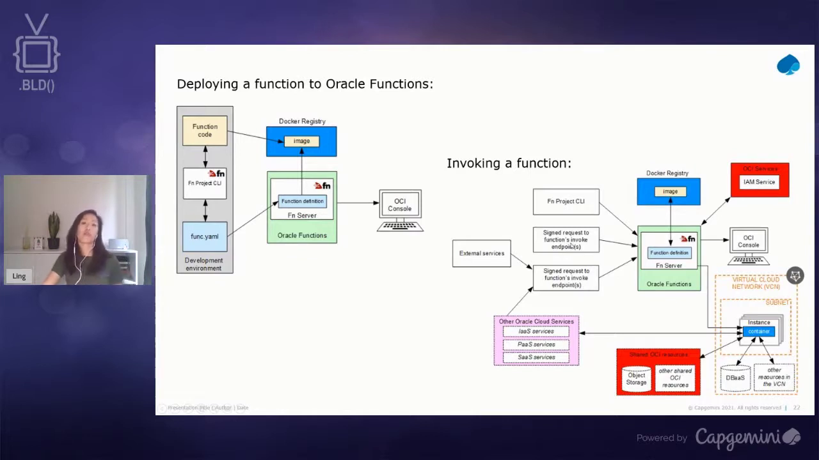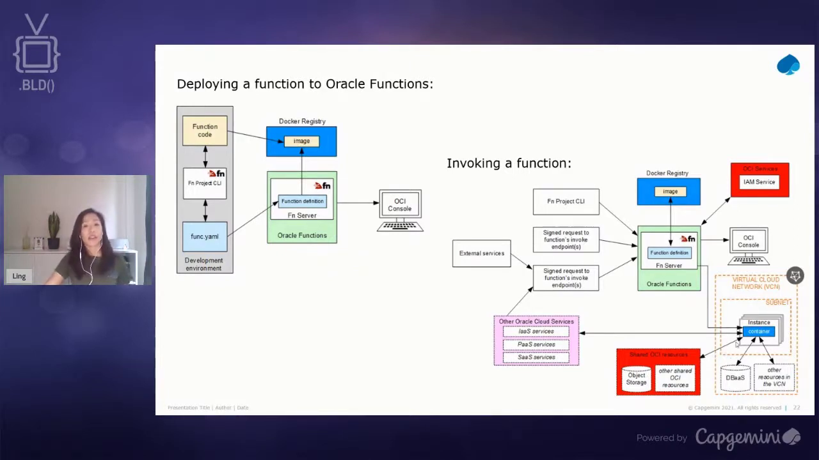And when a function is invoked, Oracle Functions sends the request to the function server, which uses the function definition to identify the Docker image in the registry, and then executes the function by running the image as a container on an instance in a subnet associated with the application.